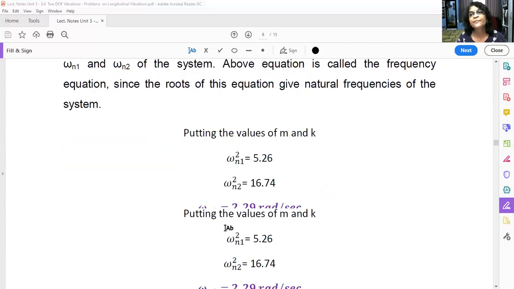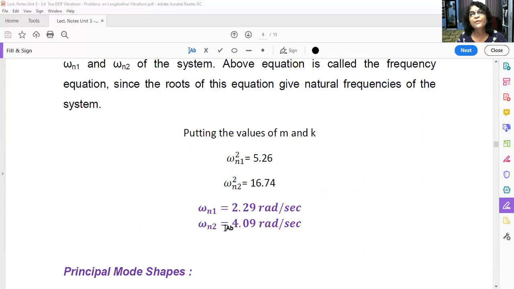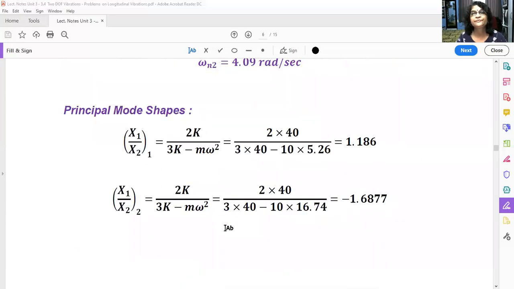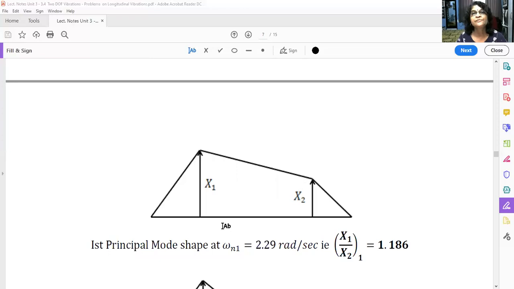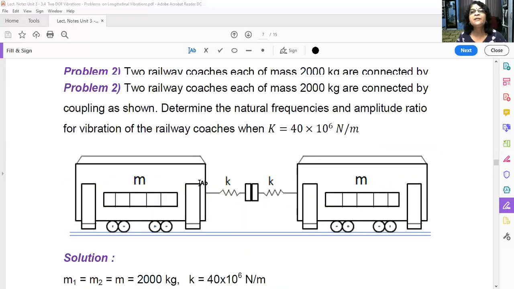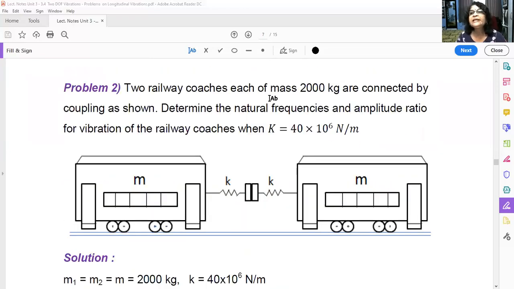Now the second problem. What is the problem statement? Two railway coaches, each of mass 2000 kg, are connected by a coupling as shown. Determine the natural frequencies and amplitude ratio for vibration of the railway coaches when K is equal to 40 into 10 raised to 6 Newton per meter.